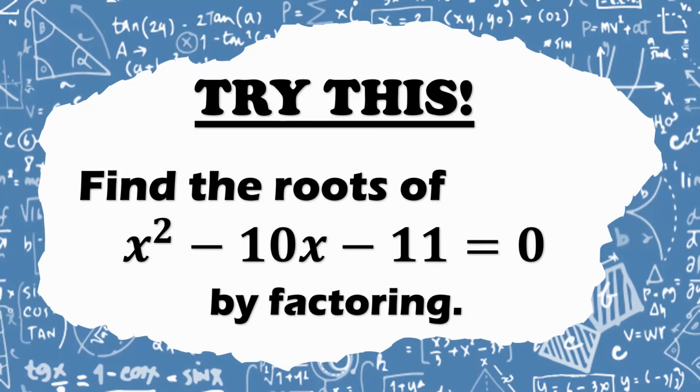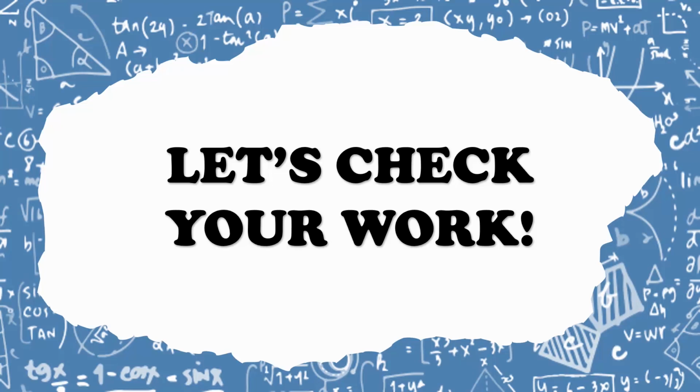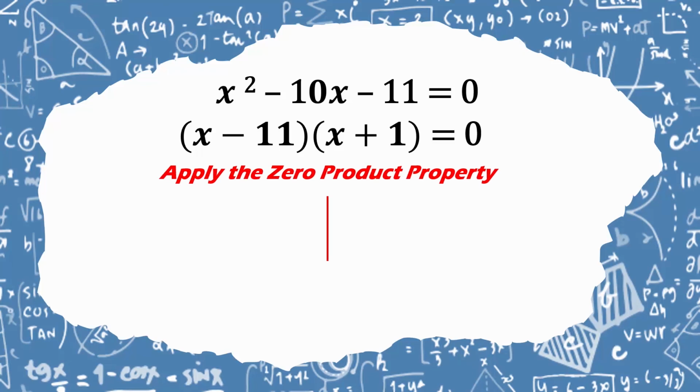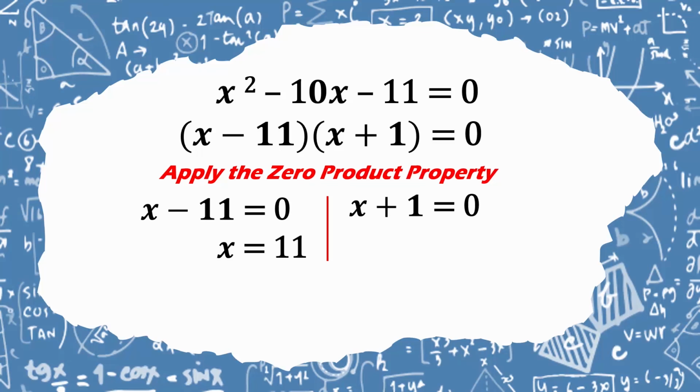Now, let's try this. Find the roots of the quadratic equation x squared minus 10x minus 11 equals 0 by factoring. Let's check your work. The quadratic equation x squared minus 10x minus 11 equals 0, when factored, will become x minus 11 times x plus 1 equals 0. And applying the zero product property, we have x minus 11 equals 0 and x plus 1 equals 0. Solving the resulting equations, then x equals 11 or x equals negative 1.